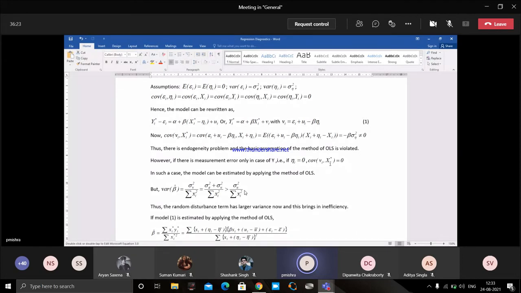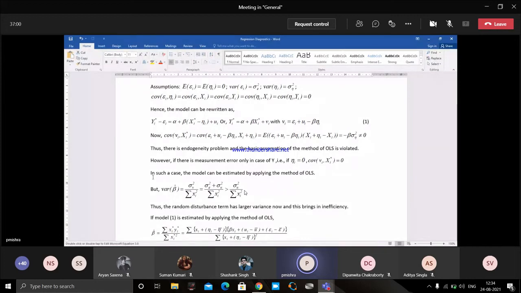Only one problem we will have if we commit some error in measuring the dependent variable: the estimated variance of the slope coefficient will increase, and that we discussed yesterday. If we are committing any error in measuring the dependent variable, we don't have any problem in respect of bias and inconsistency, but definitely we have a problem in respect of efficiency.